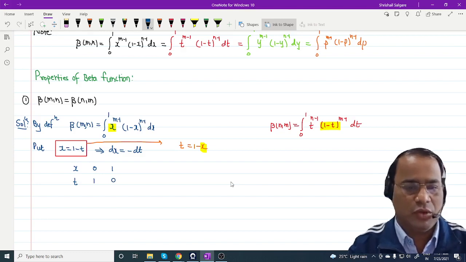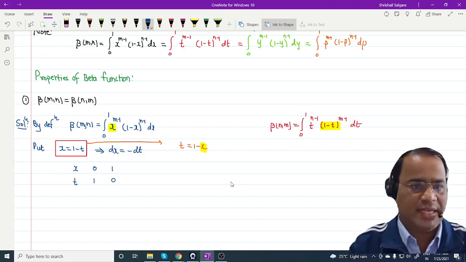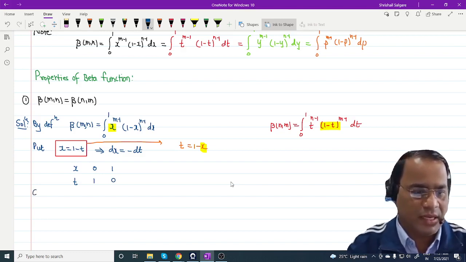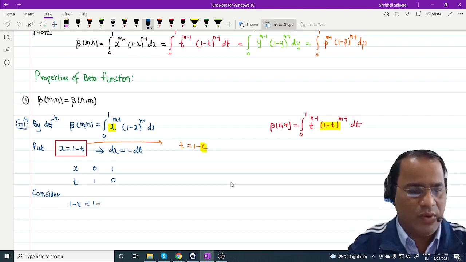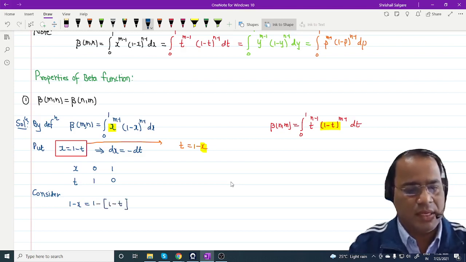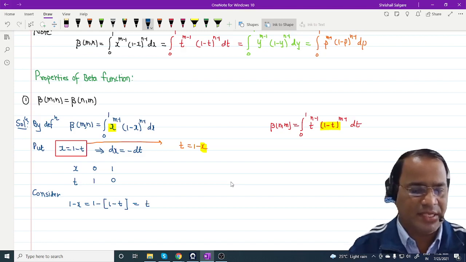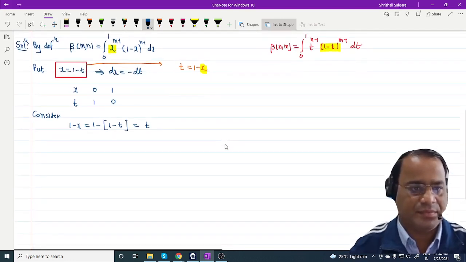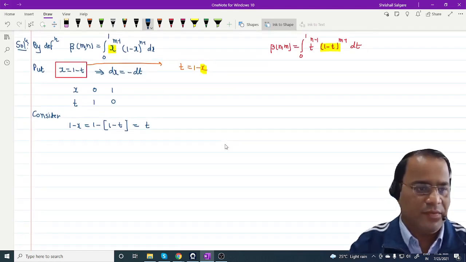Further we require the 1 minus x factor, that I will calculate. Consider this 1 minus x. That means 1 minus the value of x, which is 1 minus t. If you simplify, 1 and minus 1 get cancelled, and t and minus t, it becomes t. Is it correct? Therefore, if required, you can write the table here in table form. These are the limits.